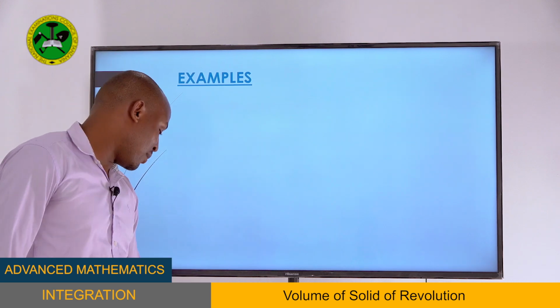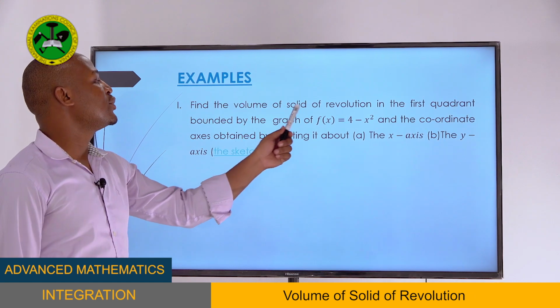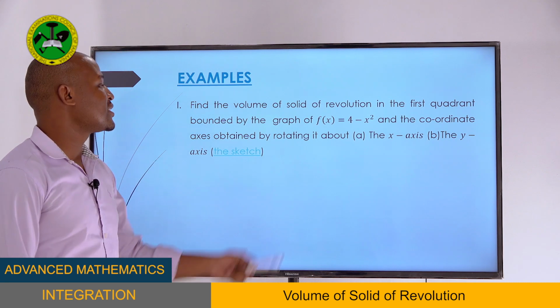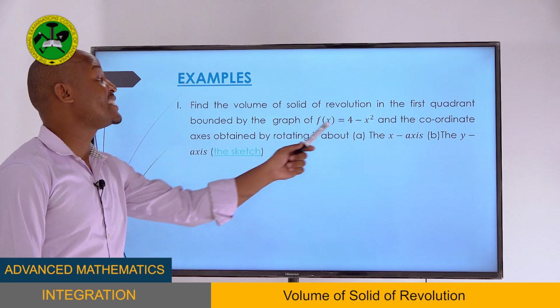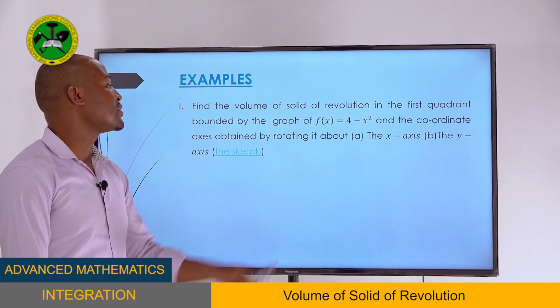Now let's check example number 1. It says, find the volume of solid of revolution in the first quadrant. That means in this question, it's very, very easy. You have been told it is in the first quadrant. As you know, we have 4 quadrants, and this one is in the first quadrant.